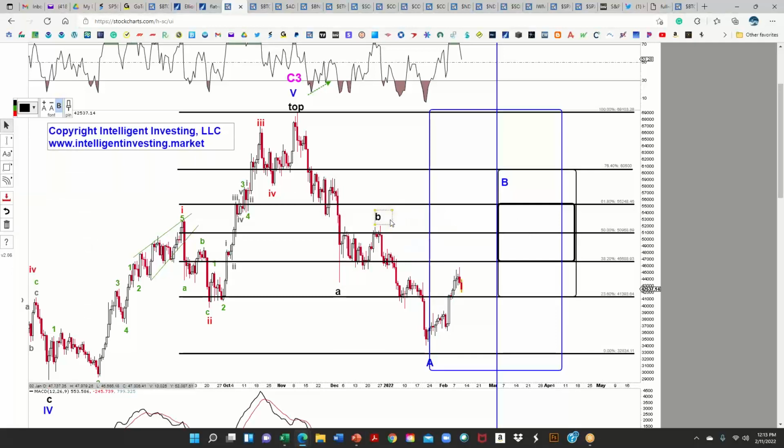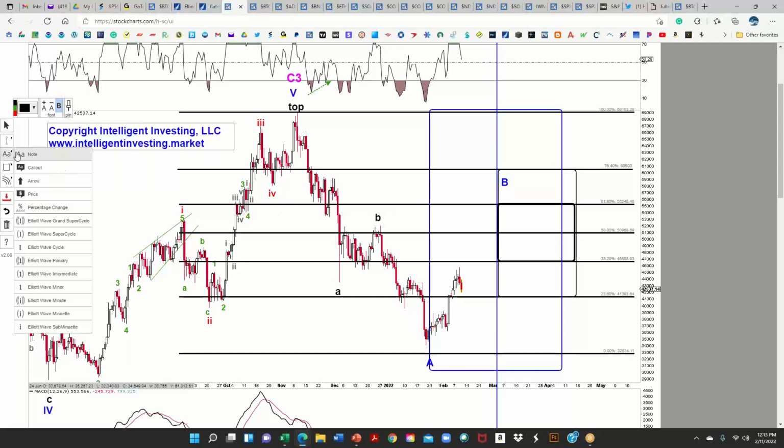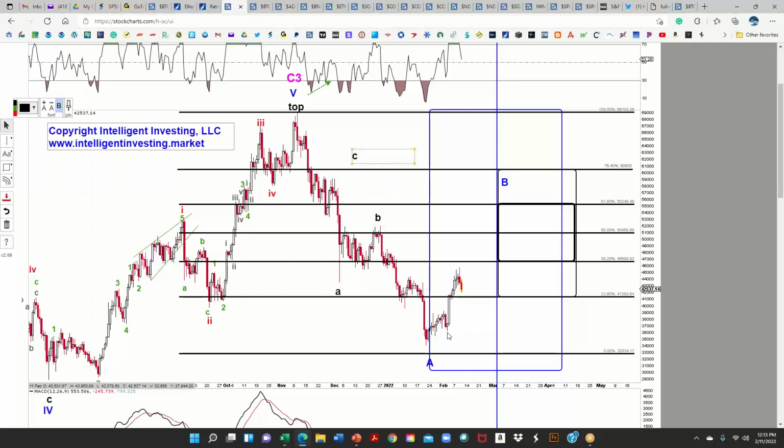So the primary wave A looks to have subdivided into 3 smaller waves, A, B, and C, of the major degree. How do I know that? Well, quite simple. I'm just going to look here at the price. This is essentially the largest drop we've had since the all-time high. And this is the largest bounce we've had since the all-time high. We can simply look at it.